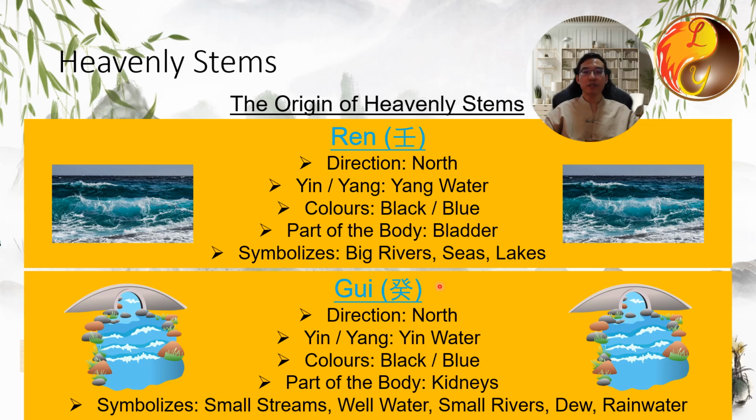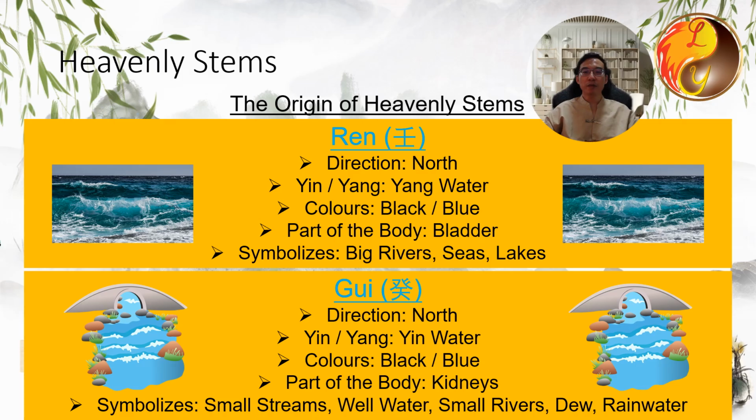Gui also represents the north, but is yin water. Its colors are black and blue. It corresponds to the kidneys in the human body. The imagery for Gui water includes small bodies of water such as streams, small streams, well water, small rivers, morning dew, rainwater, and even wastewater. These smaller water sources are all associated with Gui water.